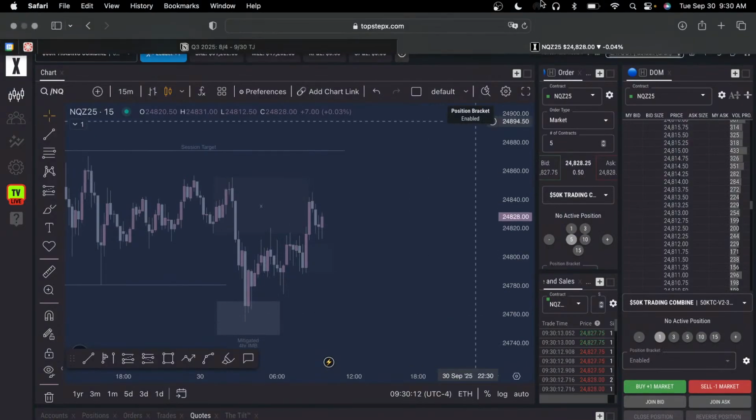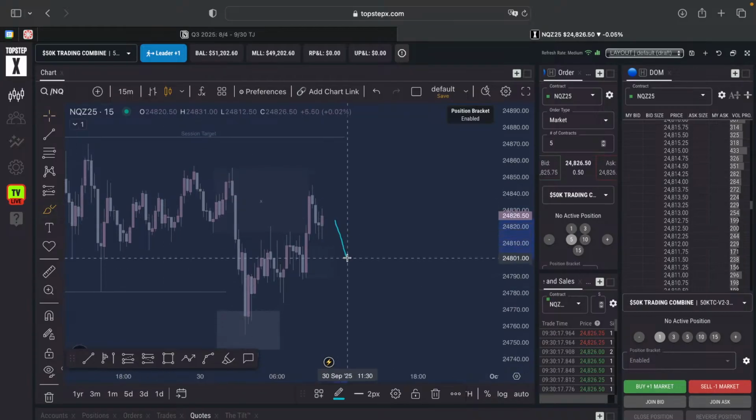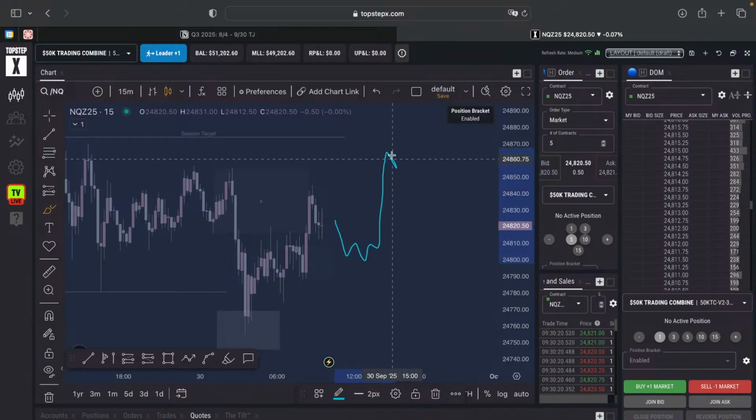All right, so we're watching NQ for the buys. Here goes market open. We're looking at the zone right here, looking for a tap into here, a confirmation signal, and then take it up.